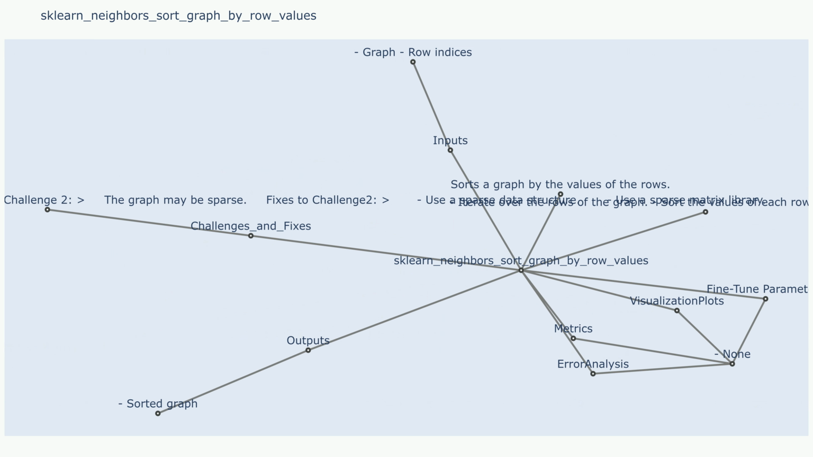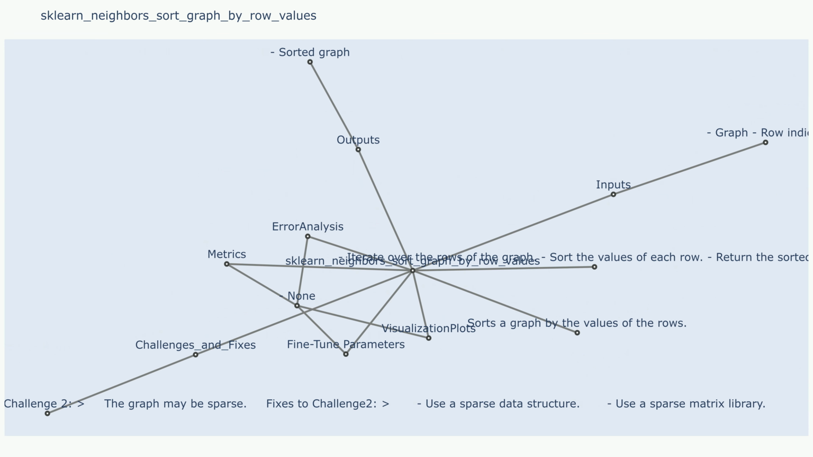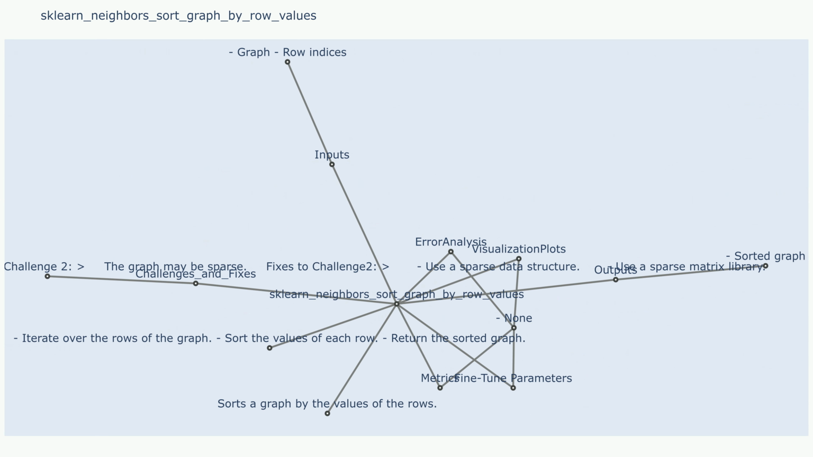Outputs: Sorted graph. A sorted connectivity graph, where the indices of neighbors in each row are arranged in ascending order based on their distances from the corresponding data point. Steps: The function iterates through each row of the input graph. For each row, it sorts the indices of neighbors based on the corresponding values in the row, which represent the distances between the data point and its neighbors. The sorted indices are then used to reorder the columns of the graph, resulting in a sorted connectivity graph.